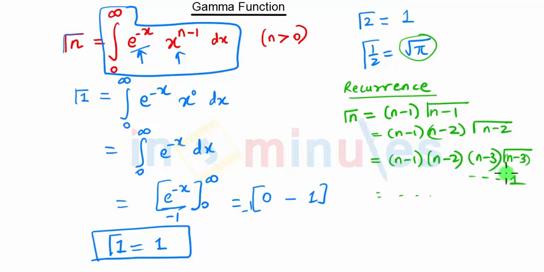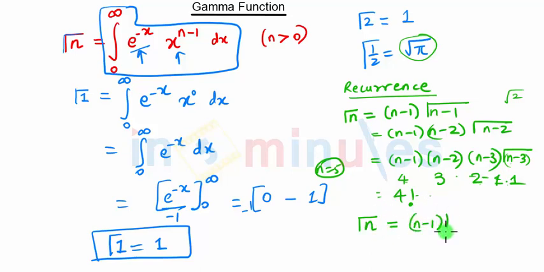So if you see, let's say our n is equal to 5. This will be 5 minus 1, 4, then 5 minus 2, 3, then 5 minus 3, 2, and gamma of 2 we have just calculated as 1. So this will be 4 into 3 into 2 into 1, which is nothing but 4 factorial. So we can say that gamma of n will be equal to n minus 1 factorial.